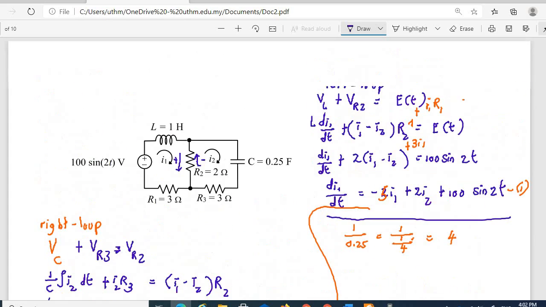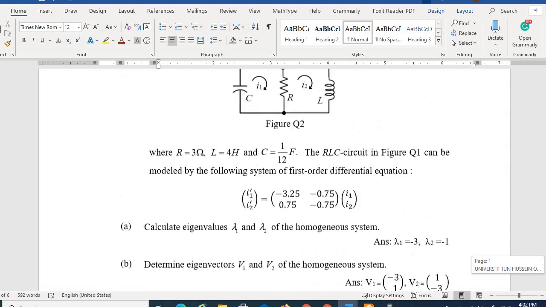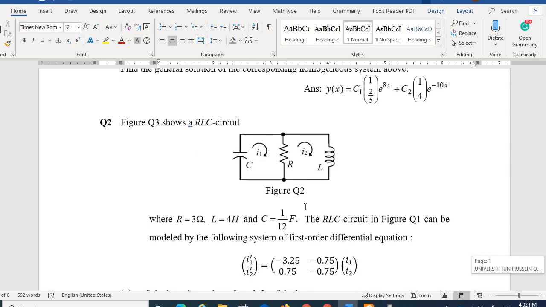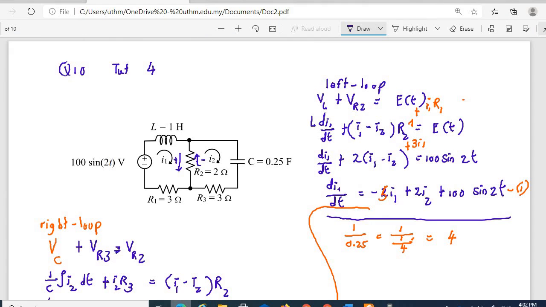And this one I forgot to say: if you don't have the voltage E(t) here, normally you'll get the homogeneous system. Like in this case, question 2, figure question 2, without the voltage, you get only the homogeneous system. So we just managed to solve question 10.